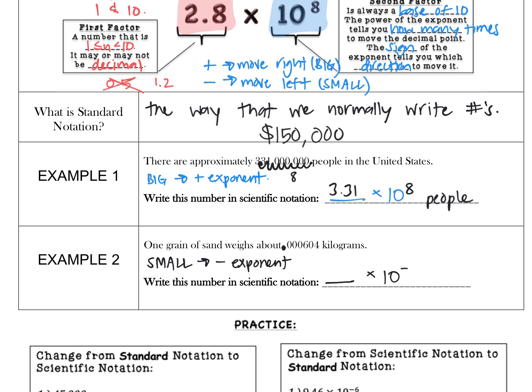And I want to make sure we are counting over until we get a number that is in between 1 and 10. And that is when we're going to stop. So I'm going over 1, 2, 3, 4 times. And it would be at 6.04. If I go over 5 times, that's 60.4. We want a number in between 1 and 10. So we went over 4 times, so it's going to be times 10 to the negative 4th power. And then our units was kilograms.